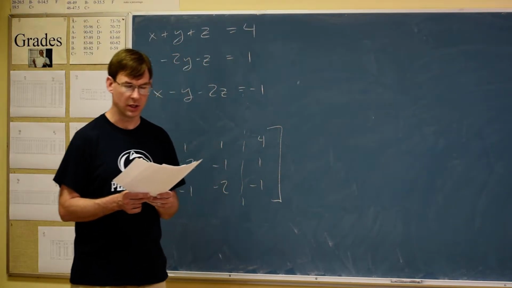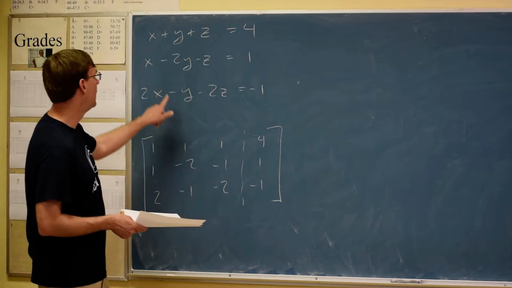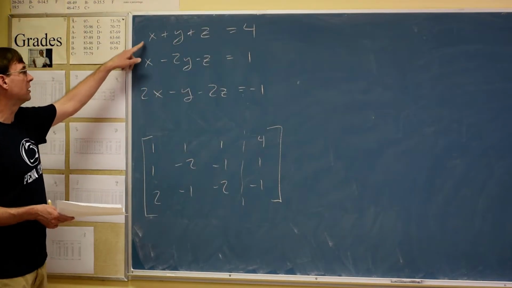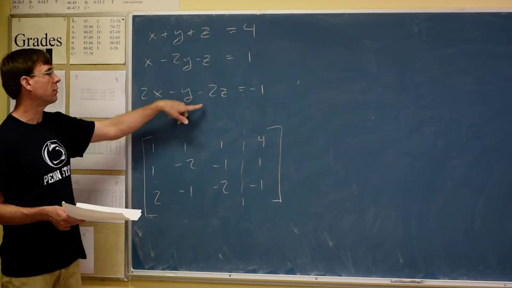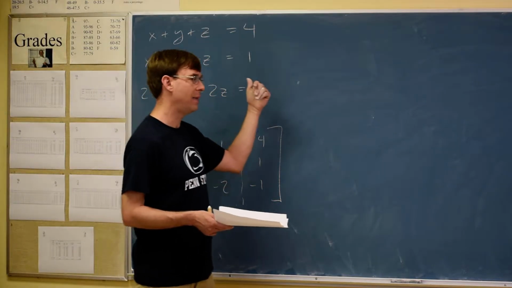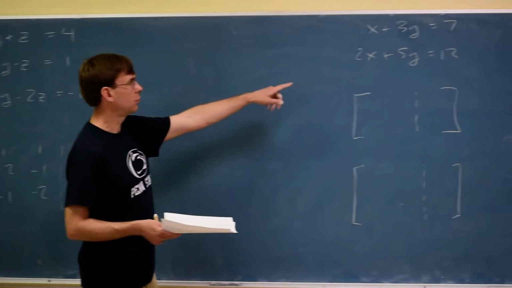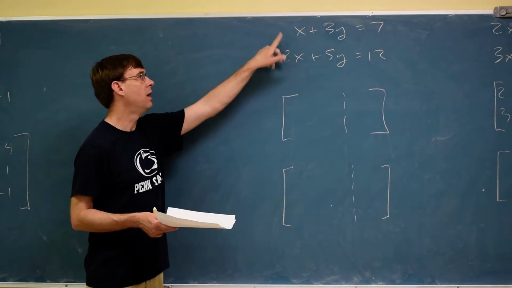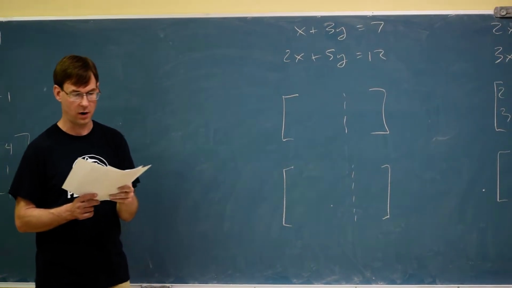But the original usage of this was to solve systems of equations. This is a system of equations that has 3 equations and 3 variables. So that could be called a 3 by 3 system. I'll come back to that. I'm going to start us with a 2 by 2 system that has 2 equations and 2 variables.